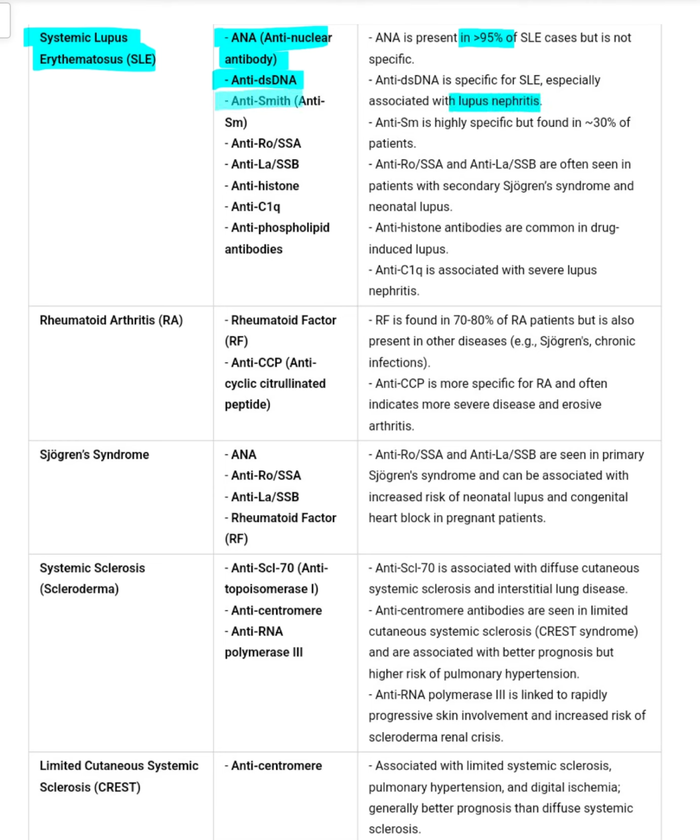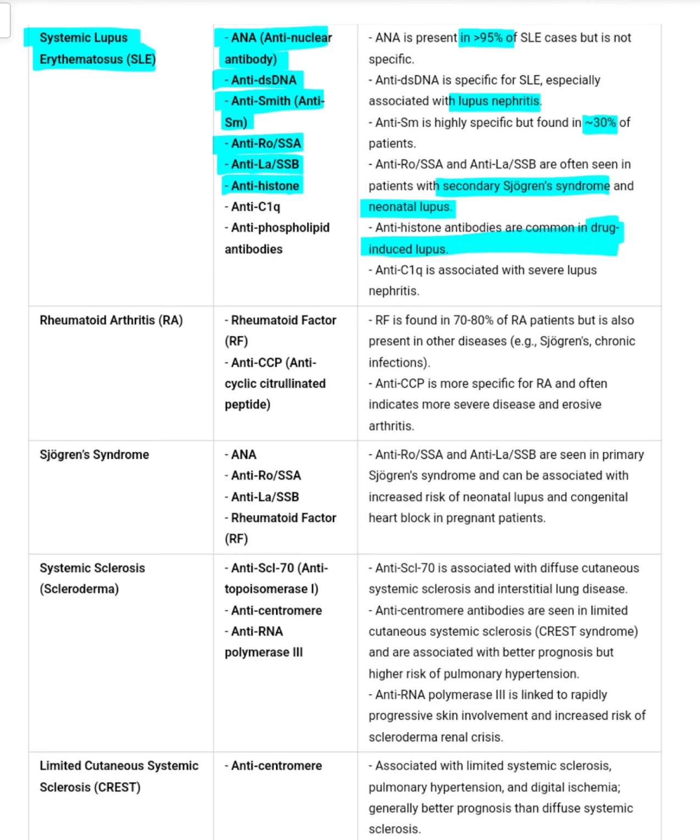Next is anti-Smith antibody. It is highly specific for SLE and it is found in 30% cases of SLE. Other than that, anti-Ro and anti-La. These are associated with secondary Sjogren's syndrome and neonatal lupus. Antihistone antibodies are associated with, as we all know, drug-induced lupus.